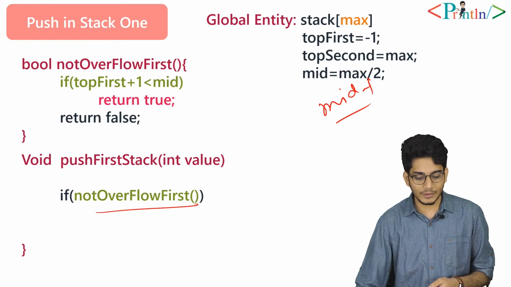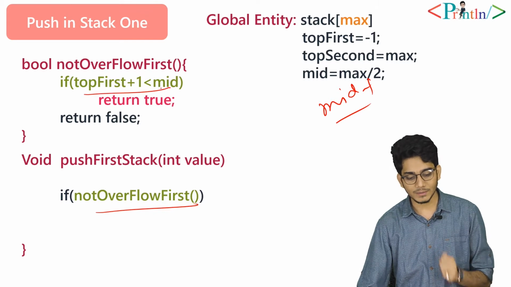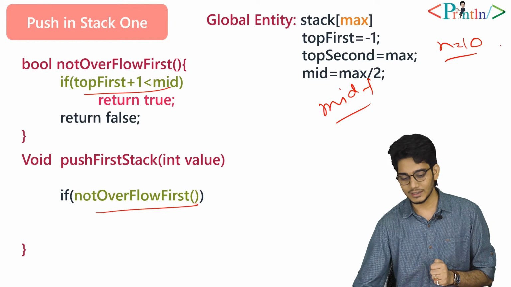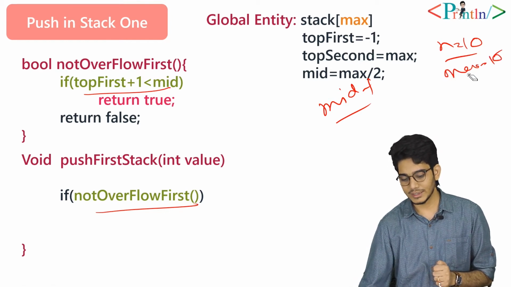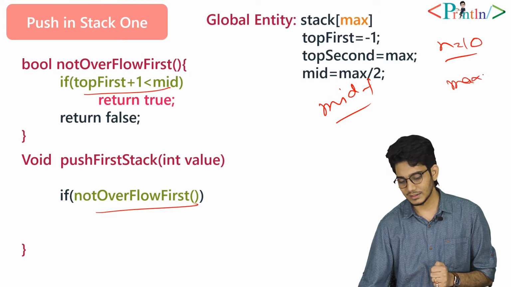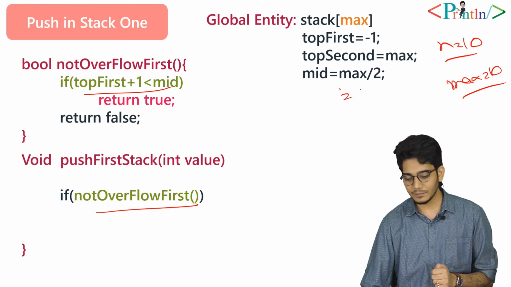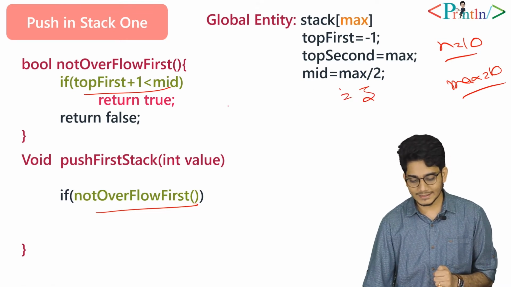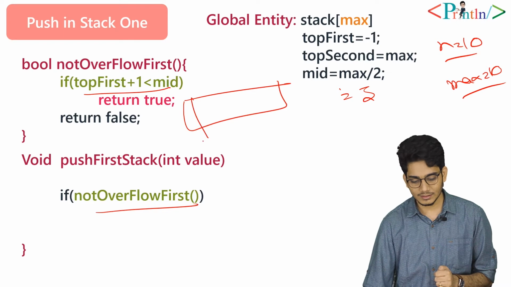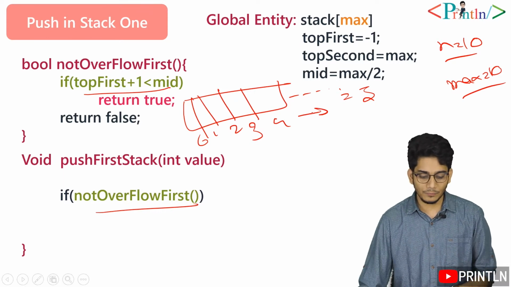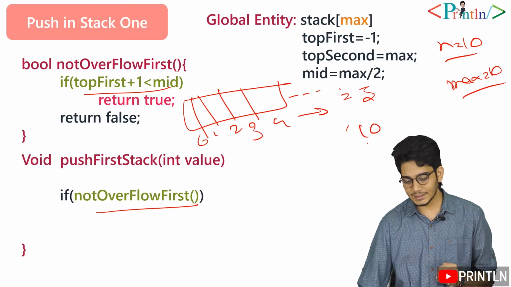So what do we have to check? We have to check top first plus 1 less than mid. Let's say n equals 10, or you can say max equals 10. Now what will be the value of mid? The value of mid will be 5. So let's say we have a stack like this, with indices 0 1 2 3 4, and at first let's say we'll insert 10.